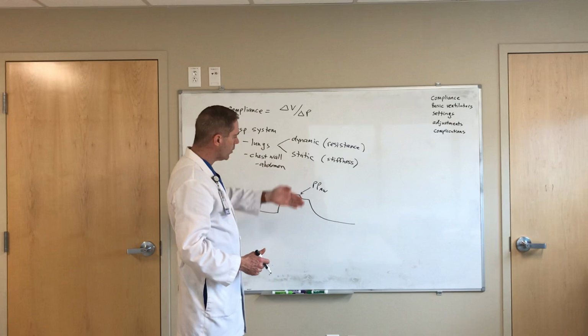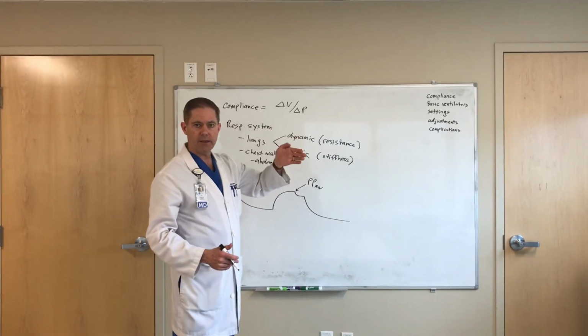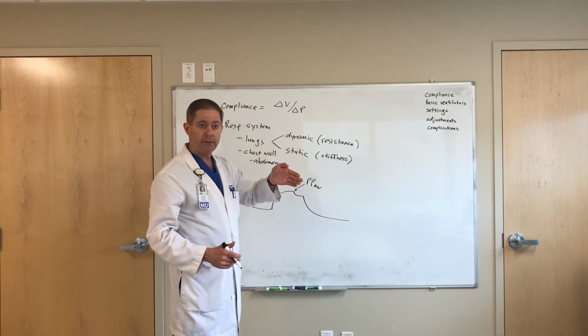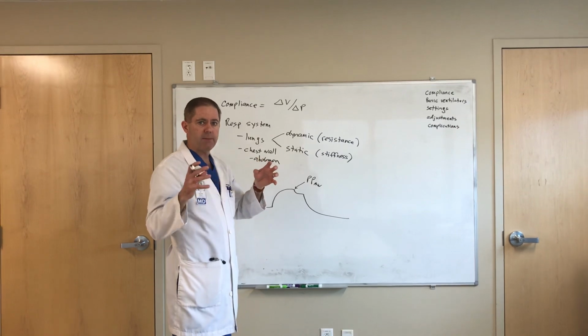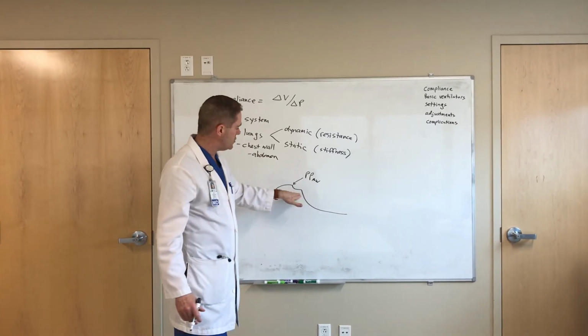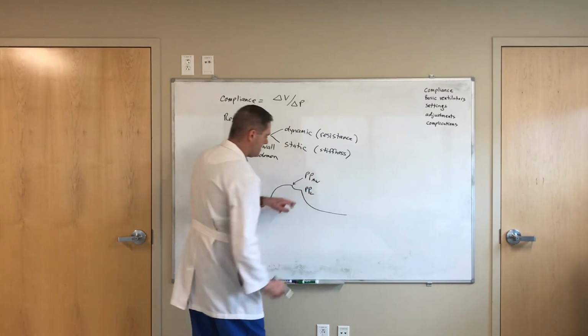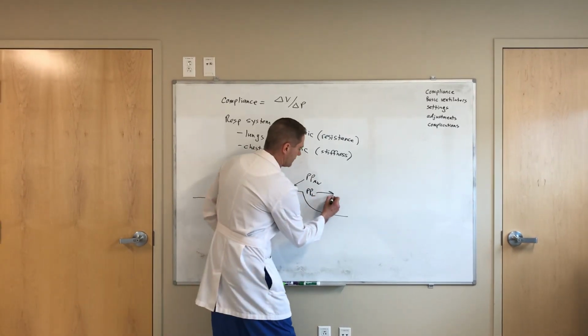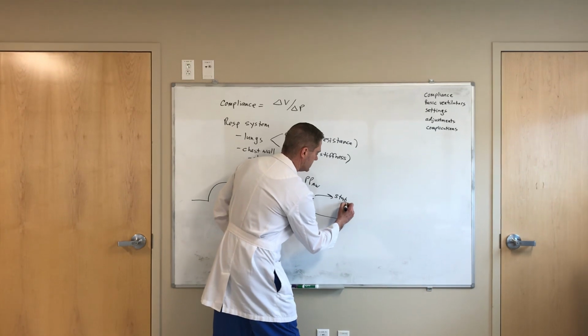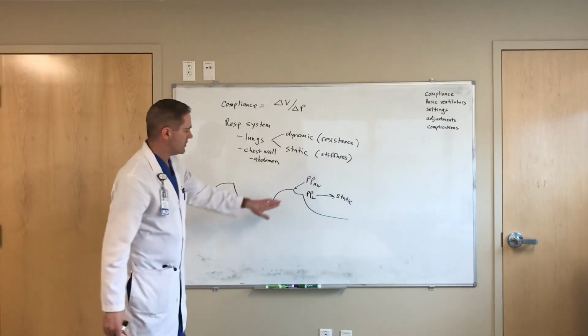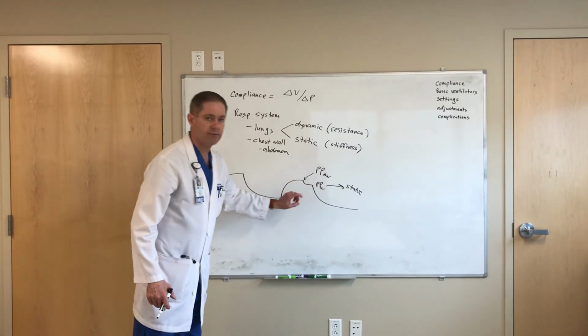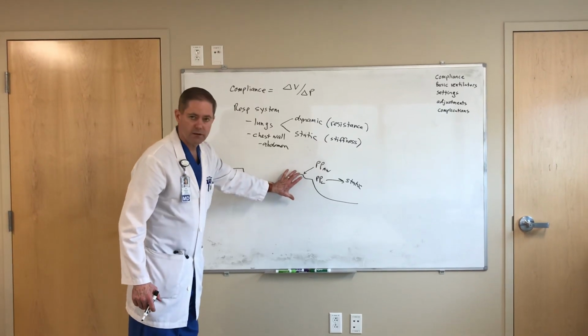If I hold the ventilator breath and allow the air to continue to get past any obstruction, it'll come to a new plateau called my plateau pressure. That plateau pressure is reflecting my static compliance. All right? So that's going to tell me if my lungs are real stiff or if I have a lot of resistance.